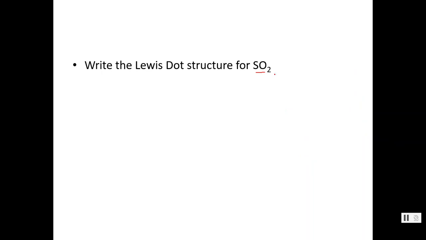To write the Lewis dot structure for sulfur dioxide, do the same steps that we did in the previous video with regards to molecules. You first figure out how many valence electrons this molecule has by summing the valences for the individual atoms. Both sulfur and oxygen are in group 6, so they each contribute 6 valence electrons to give me a total of 18 valence electrons for my structure.